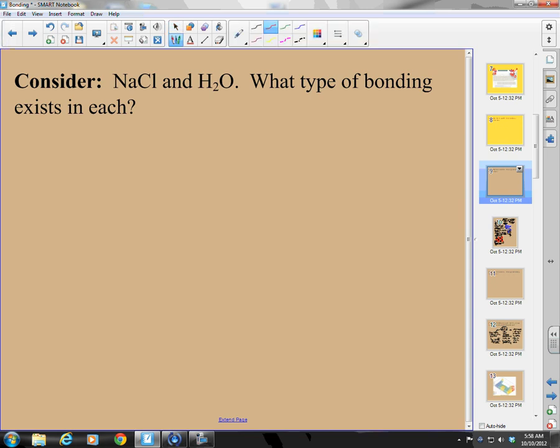Well, I recognize that Na is a metal. I recognize that Cl minus is a nonmetal. When I have a metal and a nonmetal, I'm thinking ionic.